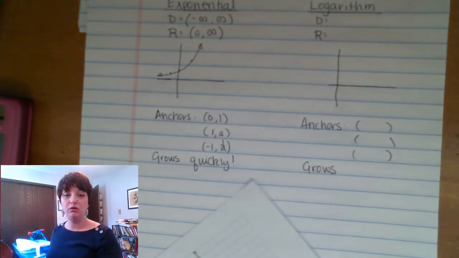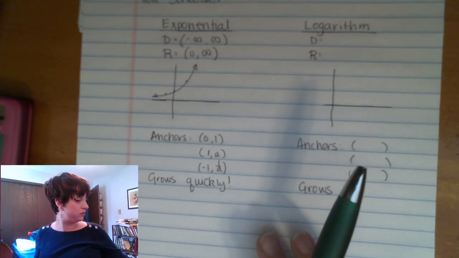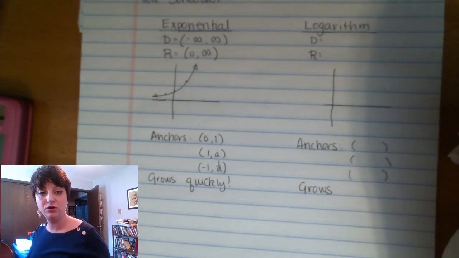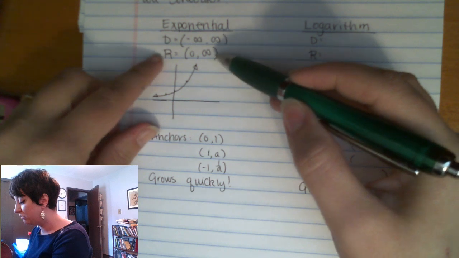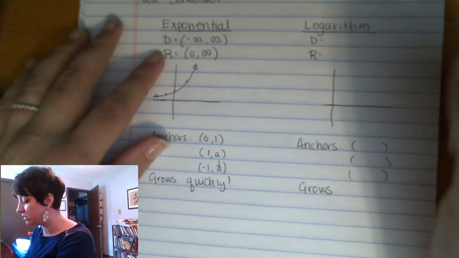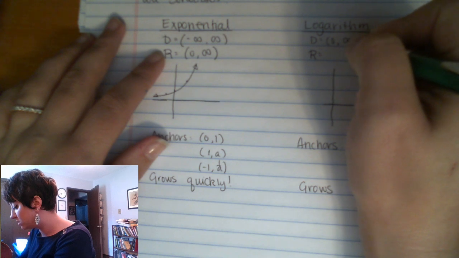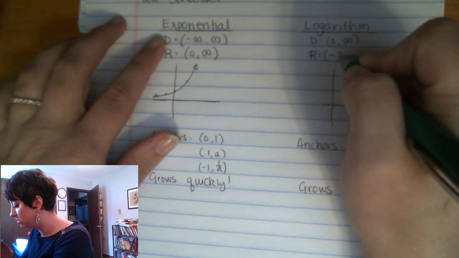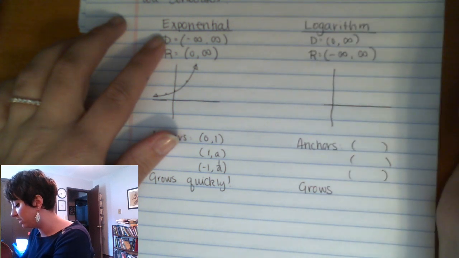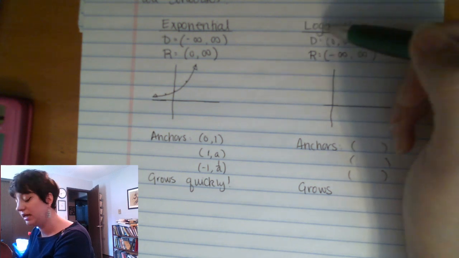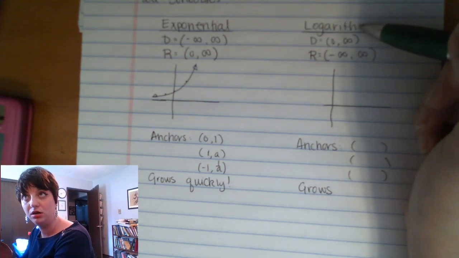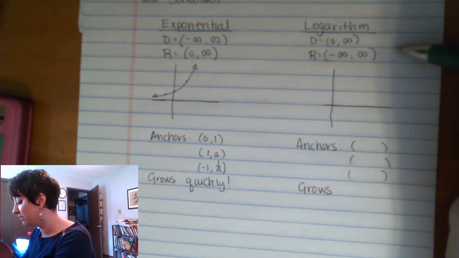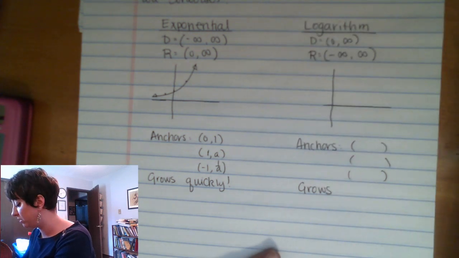So knowing what we know about the exponential and what we know about the relationship between inverses, I know that what comes out of a function is what goes into its inverse. So the domain of the log is going to be 0 to infinity, and the range will be negative infinity to infinity. So I can only take in positive things, and I can output any positive or negative thing.